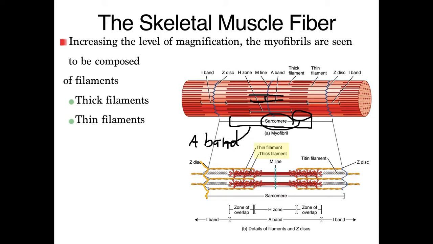And this area here, which actually spans two sarcomeres on either side of the Z disc, where you have thin filament but no thick filament, is called the I band, because it looks like an I. And I know that an I and an H actually look about the same, but here's the way to remember them.